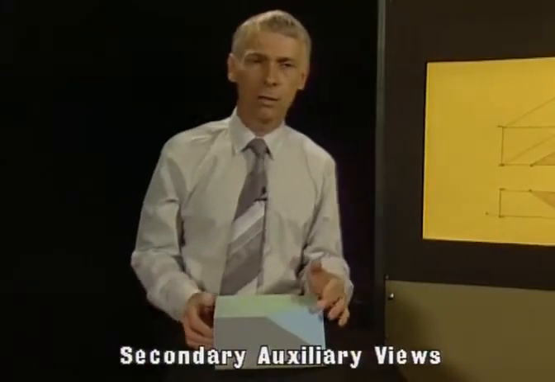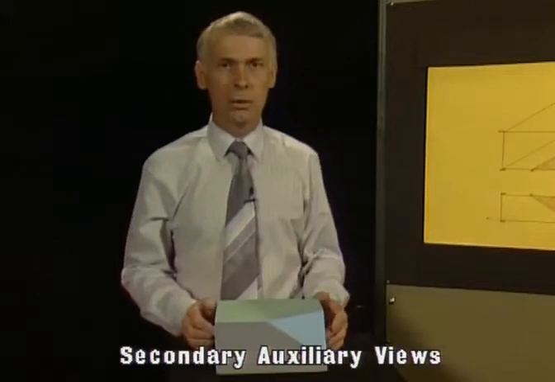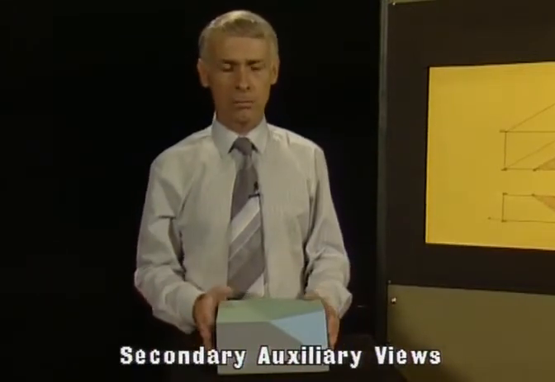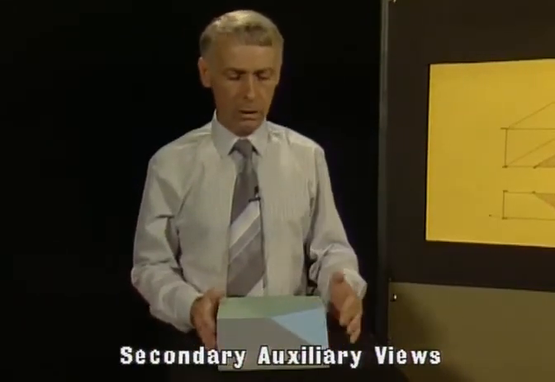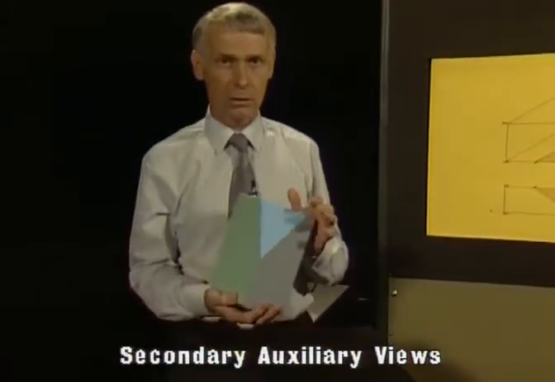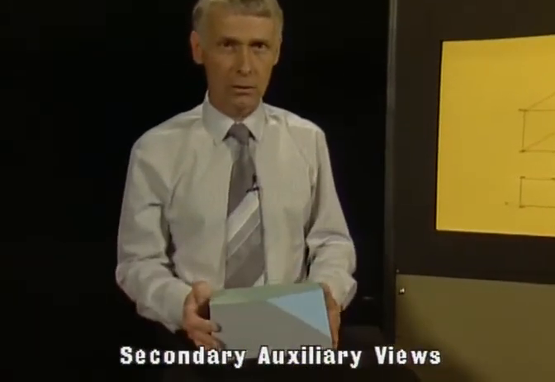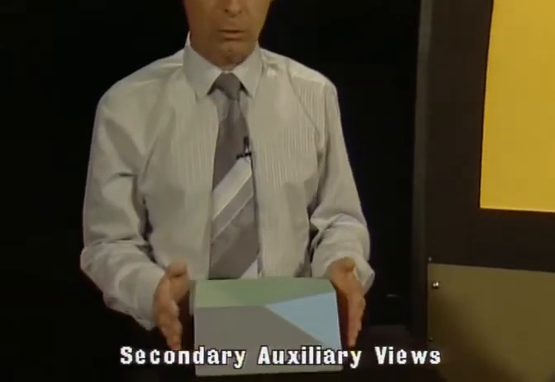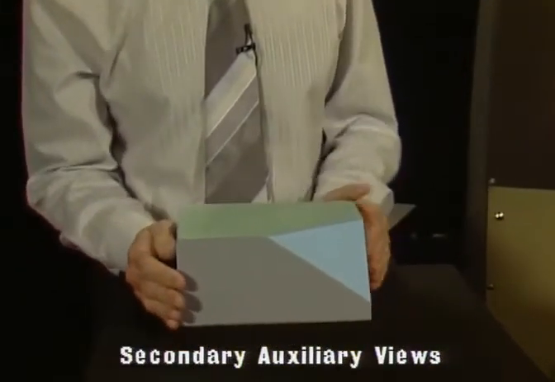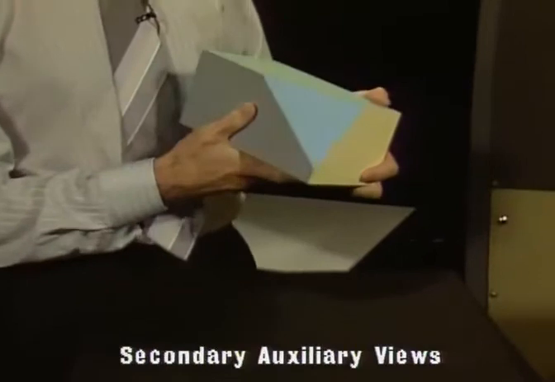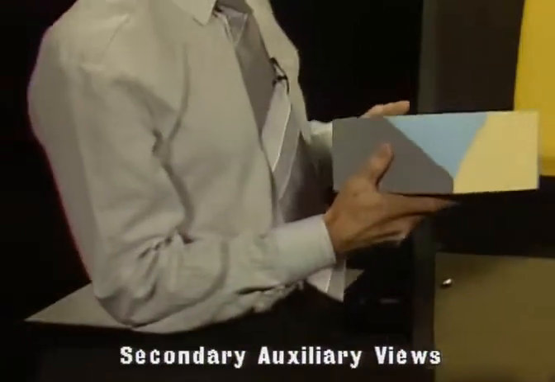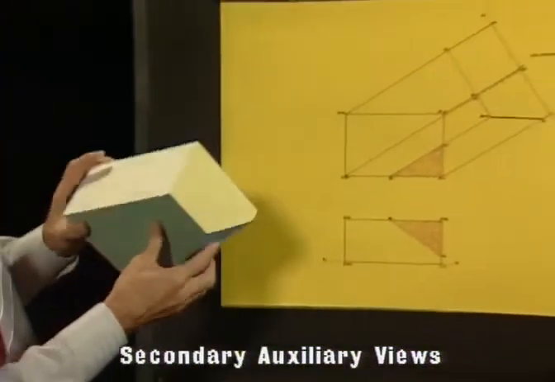Sometimes an object has a face which is not perpendicular to any of the principal planes on an object, and we need to see the true shape of that face. Now this is a difficult concept, so we're going to have to take this through slowly. First of all, we need to construct a view where that face is going into the picture plane.